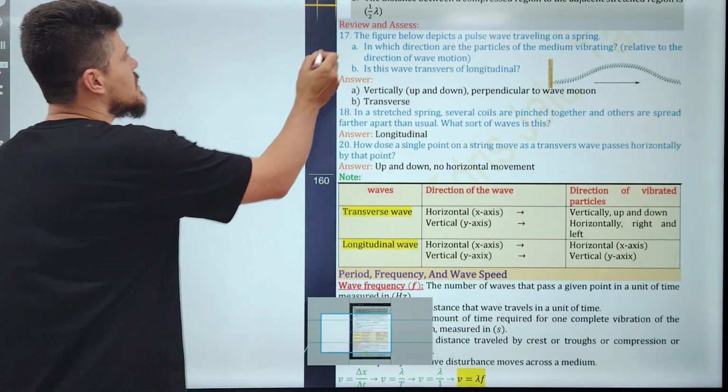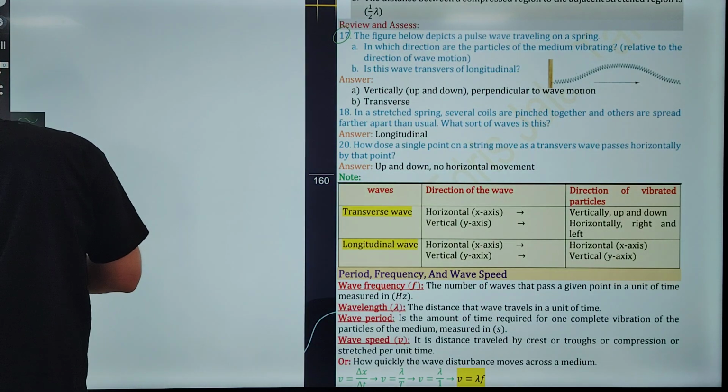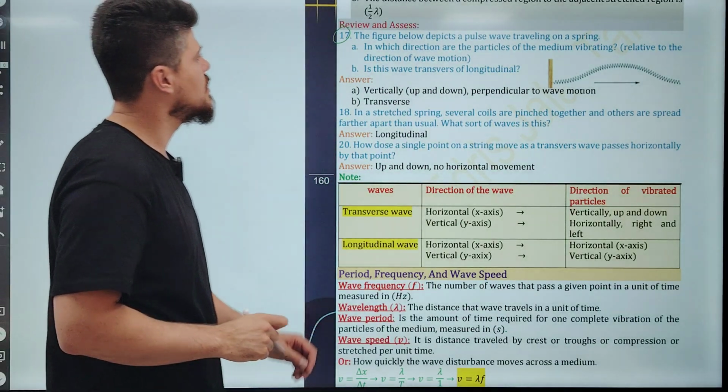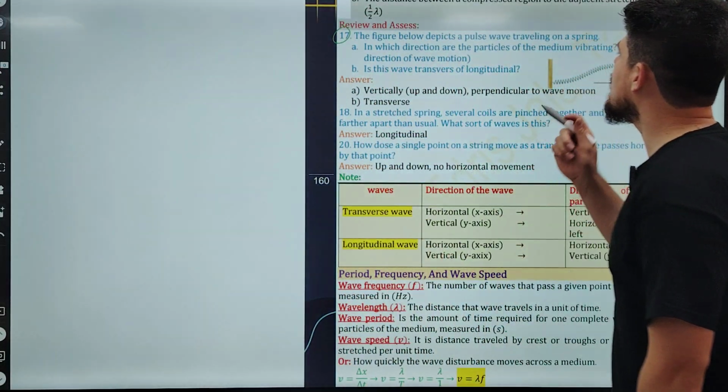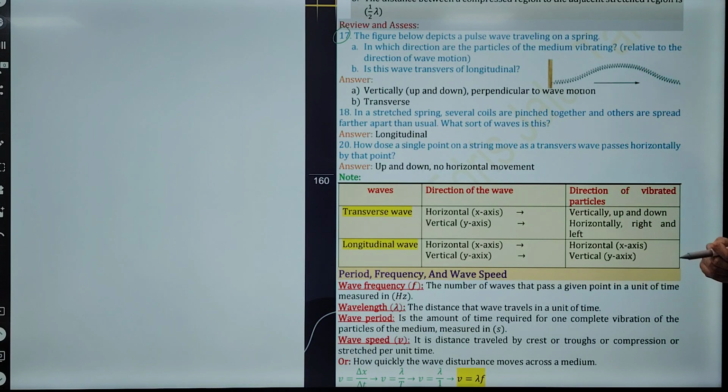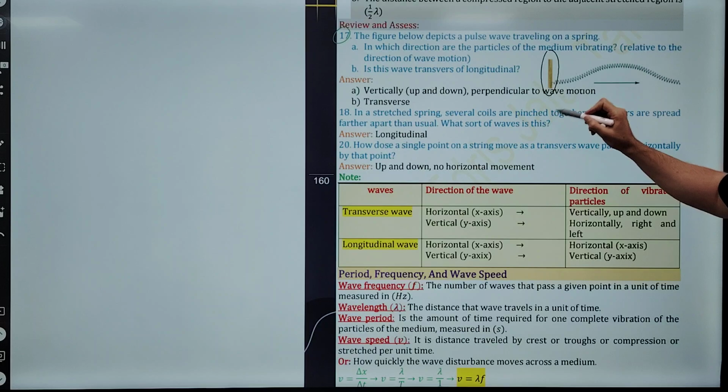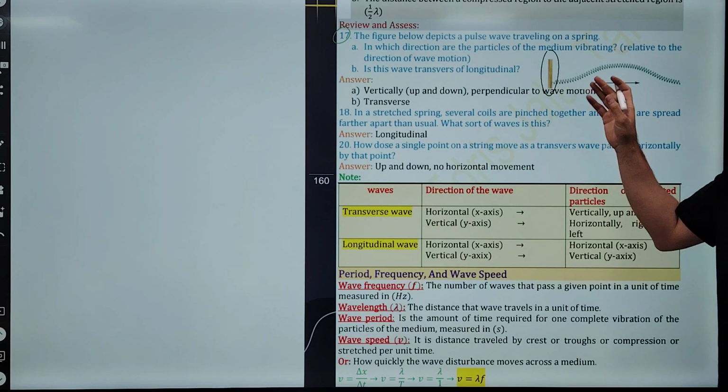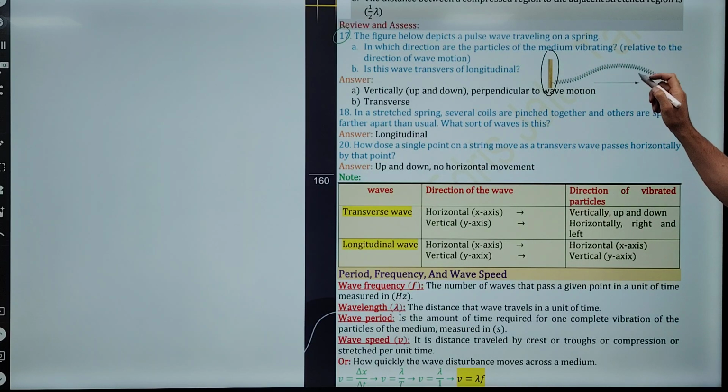Look at question 17 in the chapter review, a very good question. The figure below depicts a pulse wave traveling on a spring. This is the spring, okay? If nothing is written here, but you can see up, only one pulse, okay? This up is a crest.